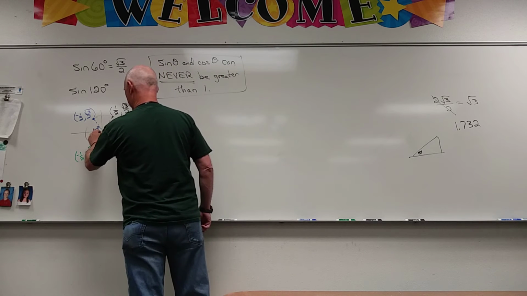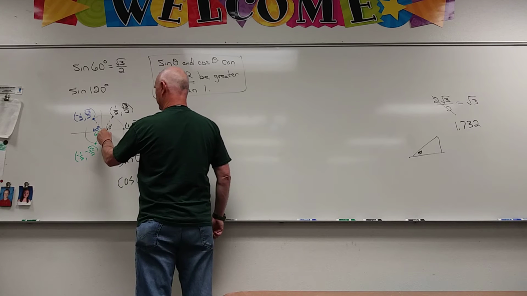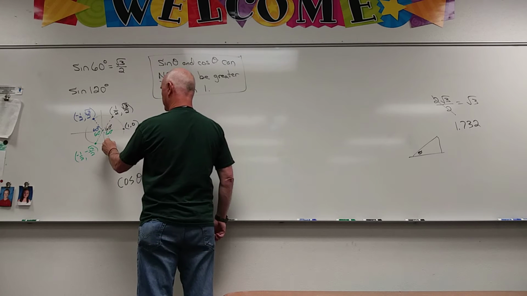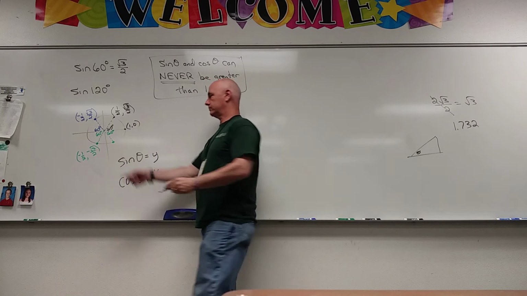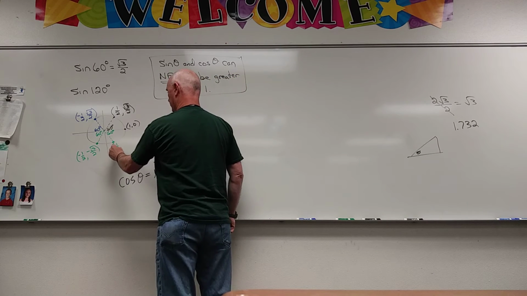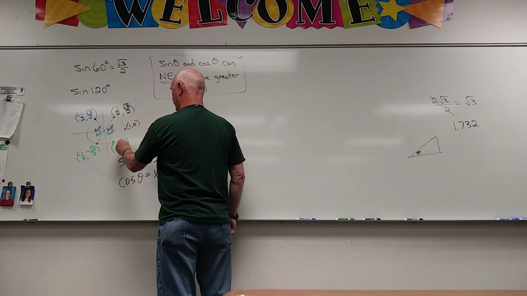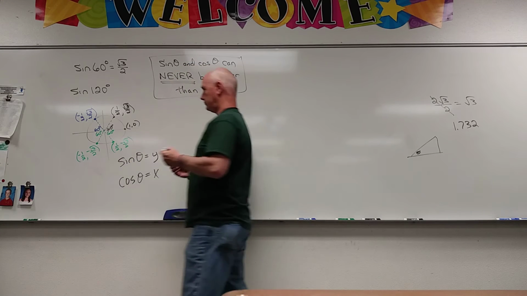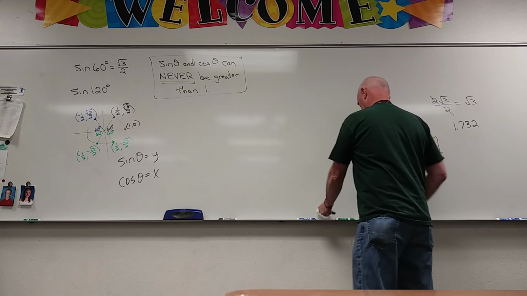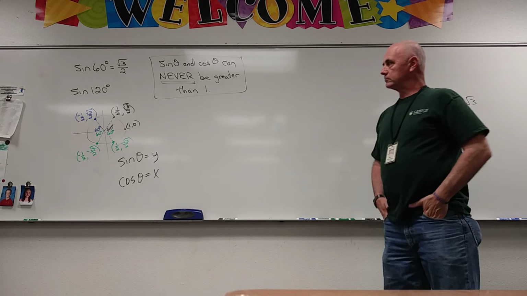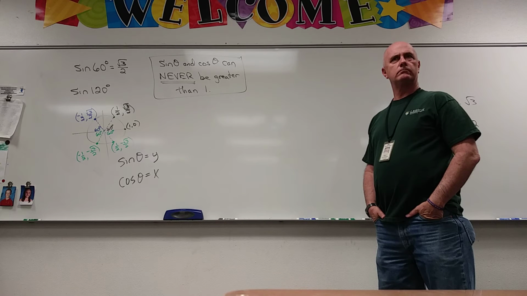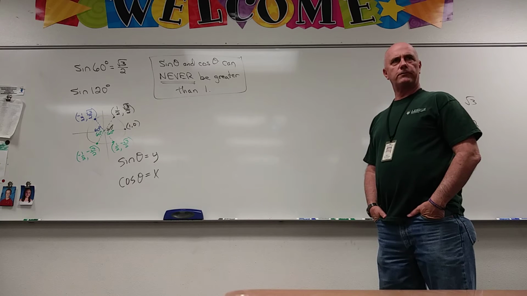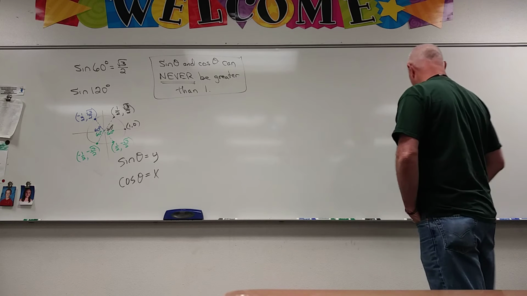I'll have one more question then. If this angle right here is 60 degrees, what are the coordinates of this last point? 1/2, comma, negative root 3 over 2. Circleception. How are we doing so far? Reasonable so far? Okay.